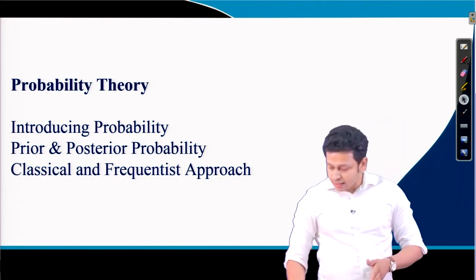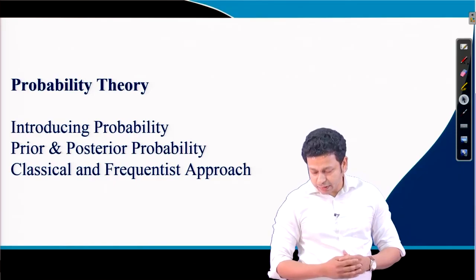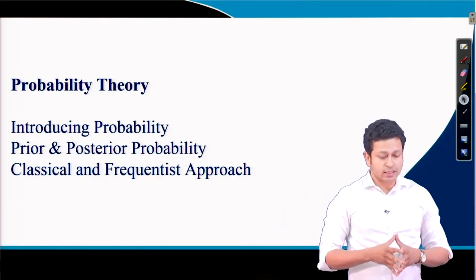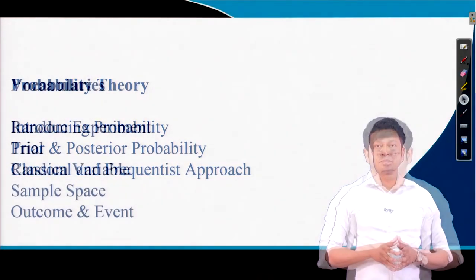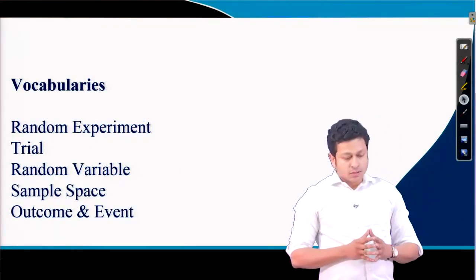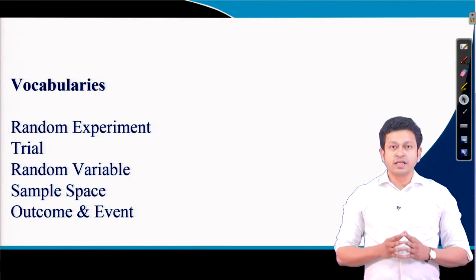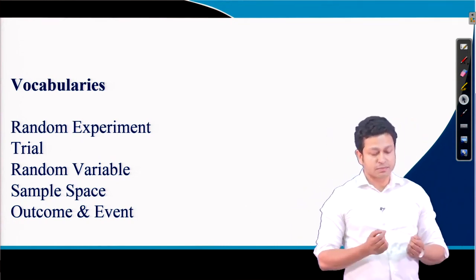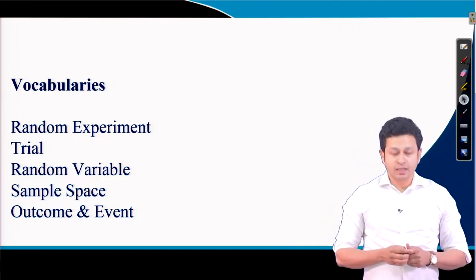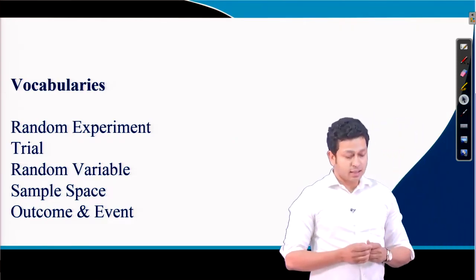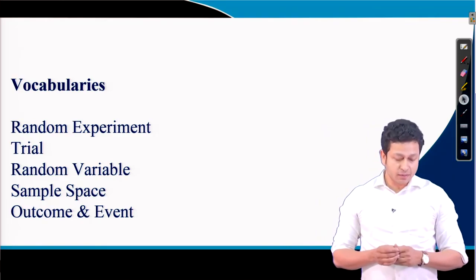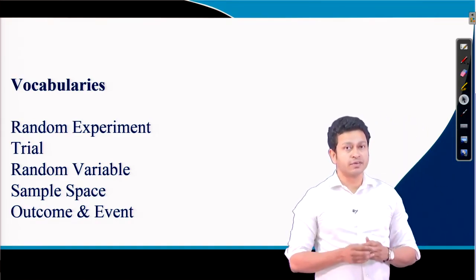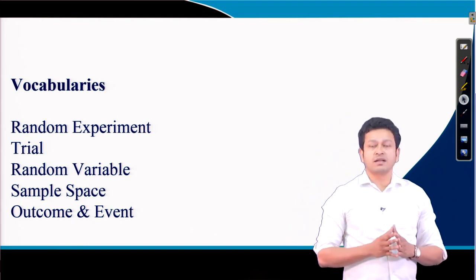So, with this let us explain some of the vocabularies associated with classical probability. Now we will come to the vocabularies associated with probability theory. The first term that we will learn is random experiment. We will learn what is a trial, we will learn what is a random variable, we will talk about sample space, and we will understand the difference between an outcome and an event.